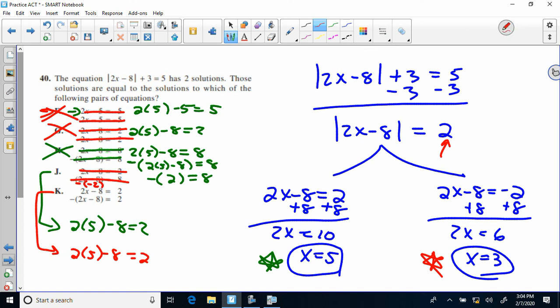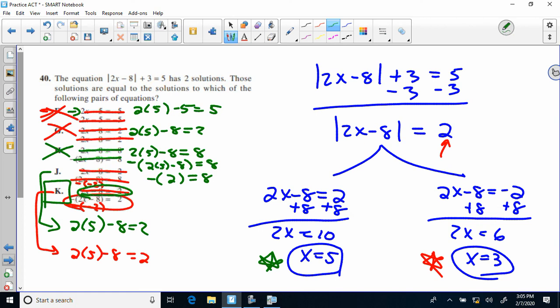So then I try my K down here. The top one on K, 2 times 3 is 6 minus 8 is negative 2, doesn't work there. I try 3 down here, 2 times 3 is 6, minus 8 is negative 2, times the negative is positive 2, so it did work here. So the 3 worked here, the 5 worked in the one right above it, and my answer has to be K, because 3 and 5 worked in those 2 equations.